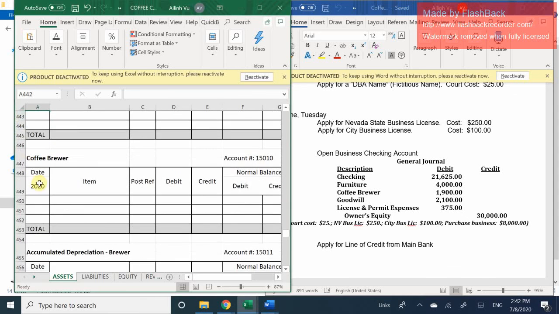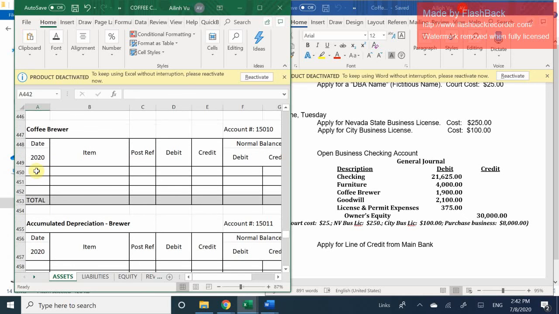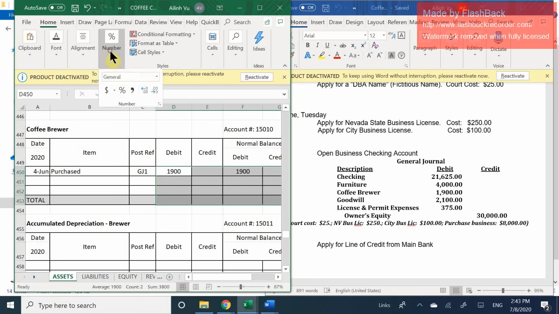So in this case, I'm going to go into the actual coffee brewer account and indicate that on June 4th. I'm going to write purchased, and then it was on my general journal number 1. And how much did I debit my account for? 1,900. That means I should start off with 1,900 in my balance. Again, I'm going to reformat this so that it's to my liking.